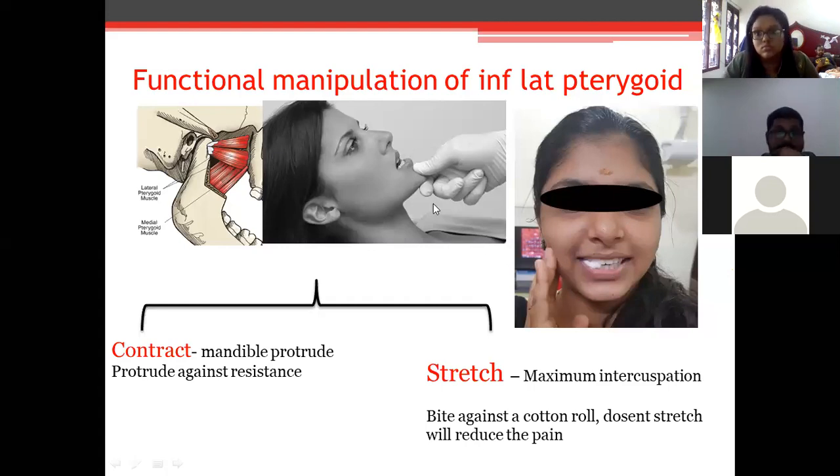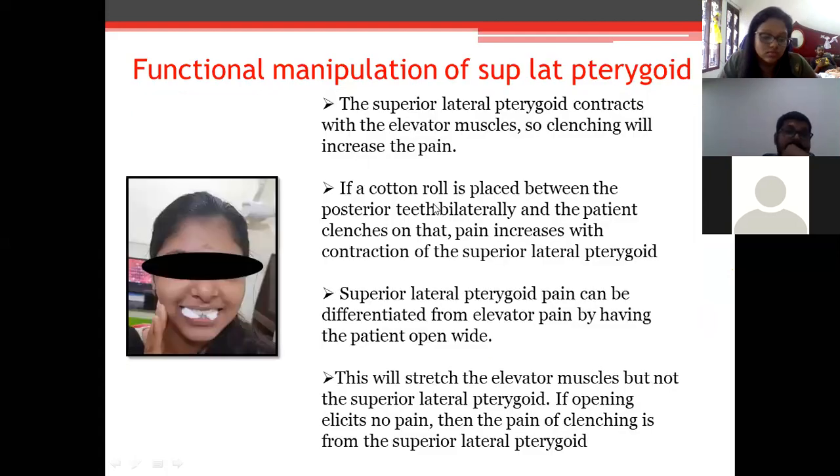Then how can you check the superior lateral pterygoid? So this is the superior lateral pterygoid. How can we check for the superior lateral pterygoid? The superior lateral pterygoid contracts with the elevator muscles. So most of the time you may get confused about whether the pain is due to the masseter or temporalis, because those two are the powerful elevator muscles.